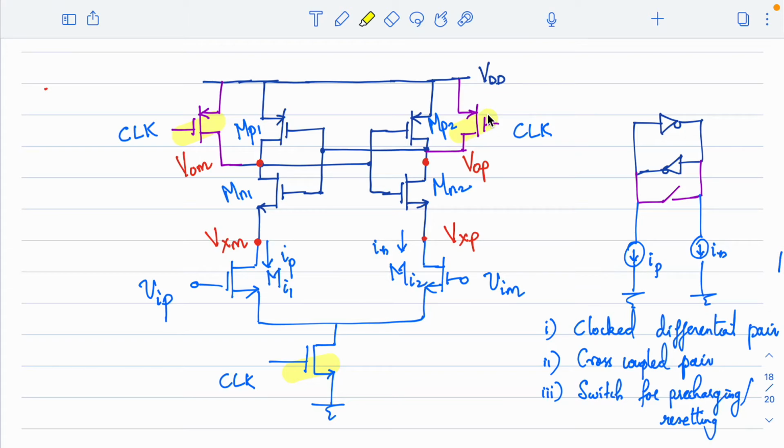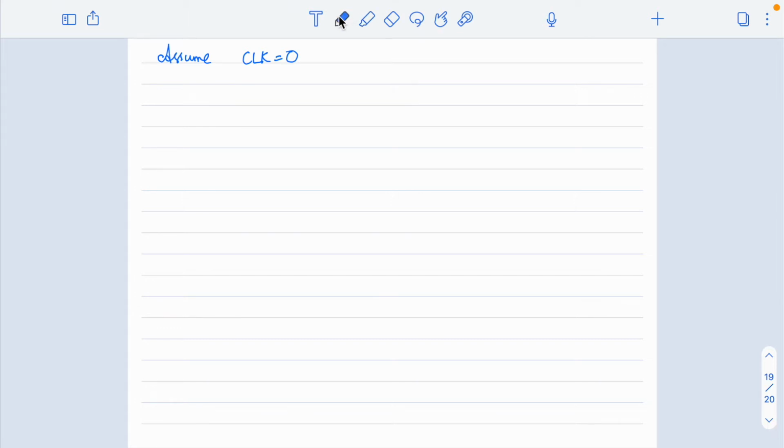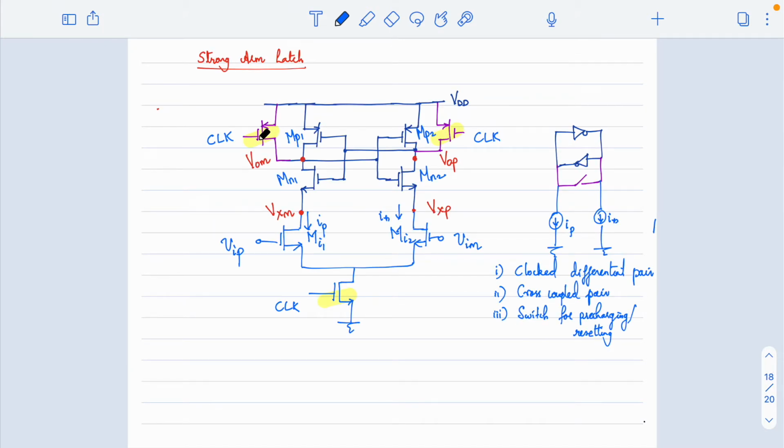So when the clock is 0, basically what happens, since you have these two as PMOS and this as NMOS, PMOS transistors will turn on when the clock is low, and NMOS transistor will turn off, right? So let me just write it down there. In the PMOS transistors, PMOS turns on and NMOS turns off, right?